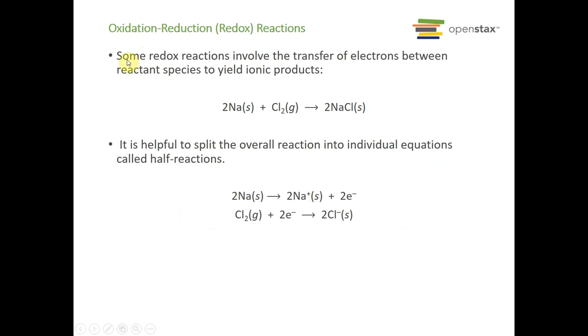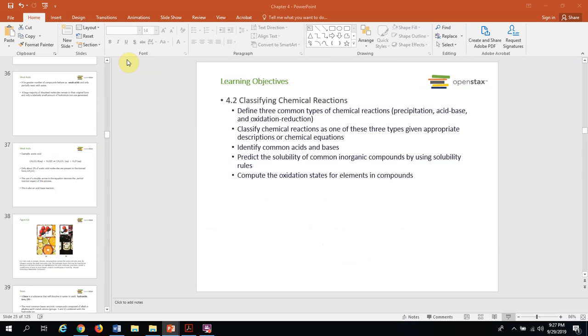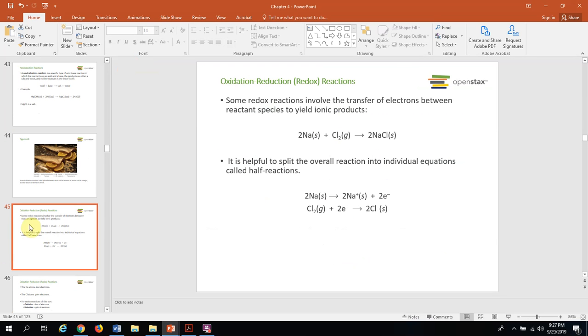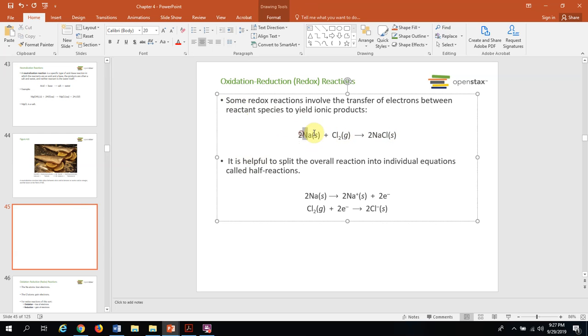Aha! We're beginning redox reactions. And at that point, let's stop this. Okay, we're halfway through the slides. Redox reactions are important. We need to talk about oxidation numbers and reactions in which oxidation numbers change. Reactions in which oxidation numbers change are redox reactions.